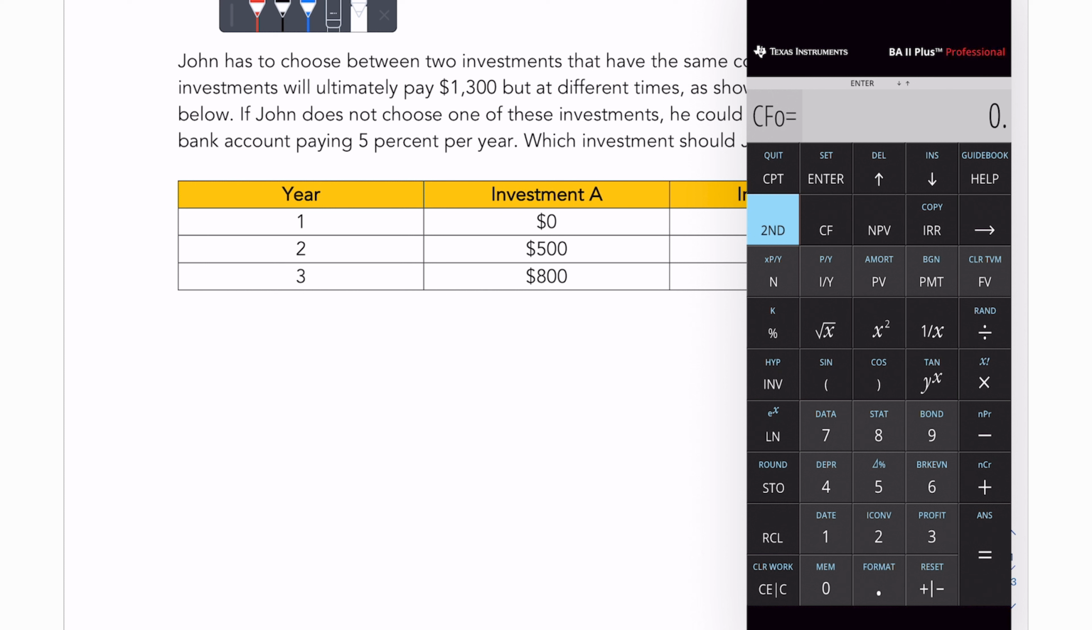Okay. So my cash flow at time 0, I'll leave that as 0. Then I'll go down to cash flow at time 1. For investment A, that's also 0, so I'll leave that as it is. We'll skip over the frequency as well and go to cash flow.